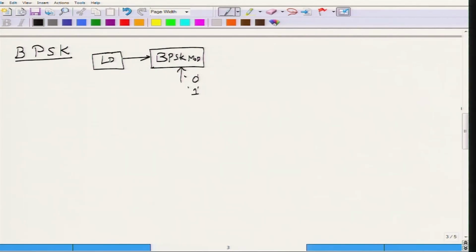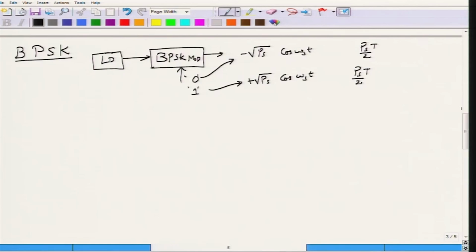What I should get is, if I get a bit 0, I should get minus square root Ps cos omega st. If I get a bit 1, my electric field output should be plus square root Ps cos omega st. What are the corresponding energies associated with these two? To obtain the energies, you simply square them and integrate over the time. So, that would be Ps T by 2. The same energy is associated with this square root Ps cos omega st as well.